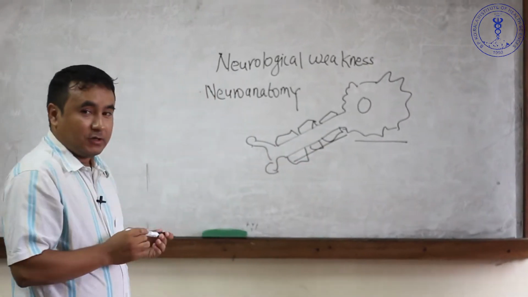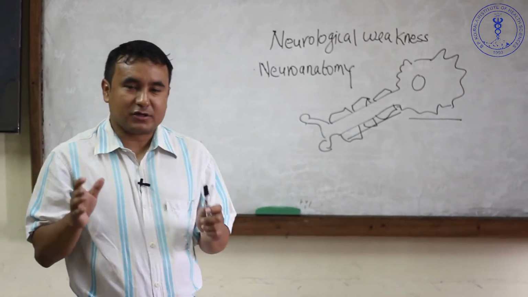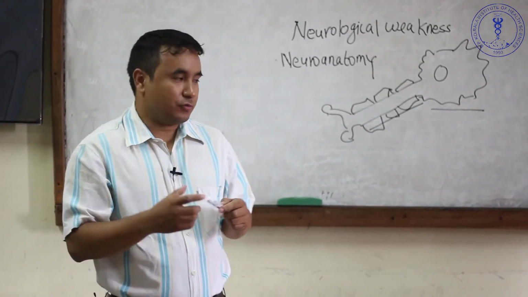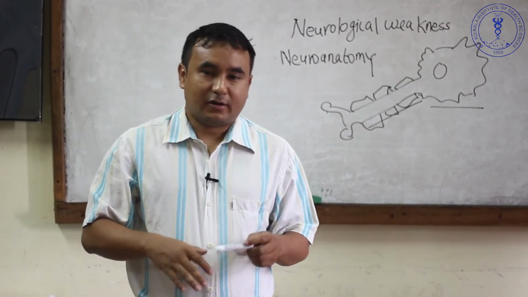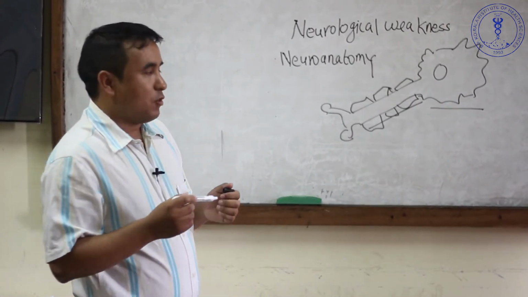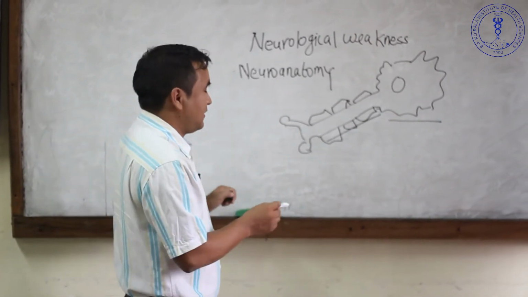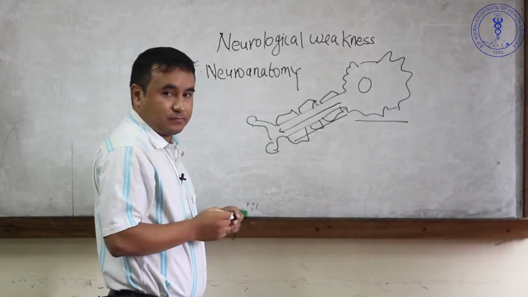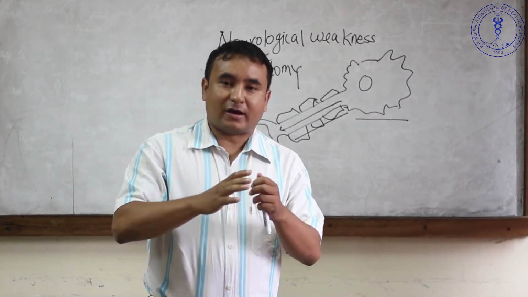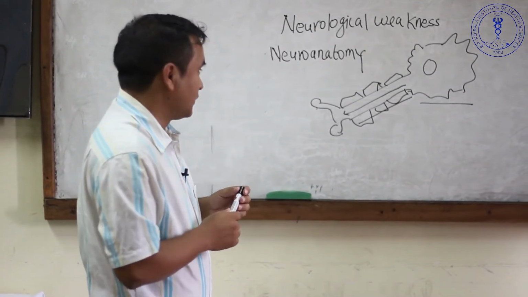So what is the function of the cell body? The basic function of the cell body is to generate the impulses and process the impulses. Once the impulses are generated and processed, they are transmitted through the axons. There are millions and millions of neurons in our body.